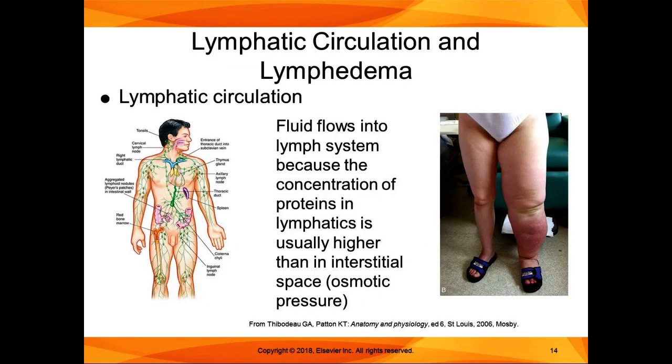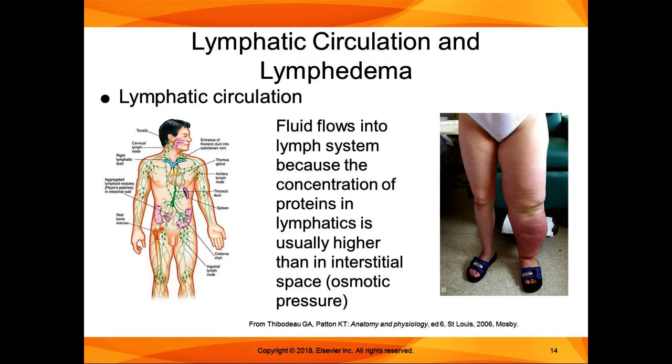In the lymphatic circulation, the fluid flows into the lymph system because the concentration of proteins in the lymphatics is usually higher than the concentration of protein in the interstitial space. So you get that osmotic pressure of water moving to where there's the higher concentration of proteins.